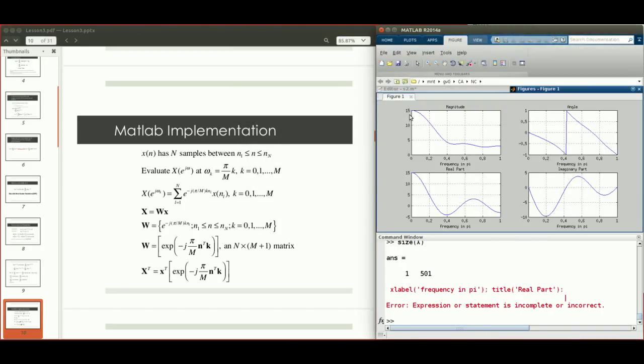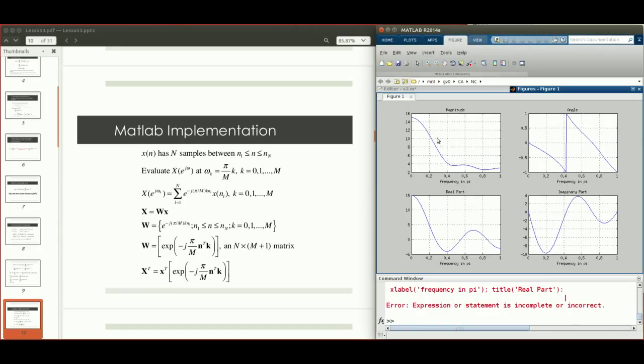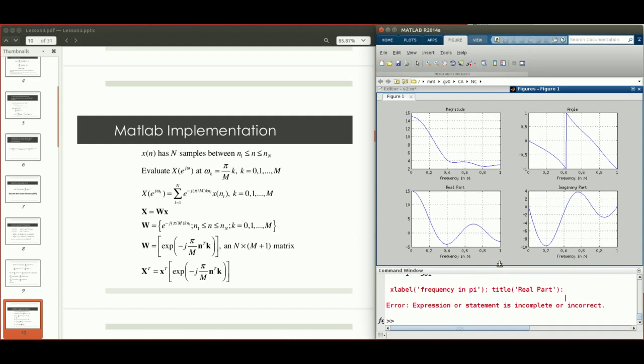Right, so that's our magnitude, and that's our phase angle, and that's the real part, and that's the imaginary part, right? So it looks like our discrete-time Fourier transform, or DTFT, code actually works. And it's implemented just by using linear algebra operations inside of MATLAB, and we did not write a particular function for doing that.